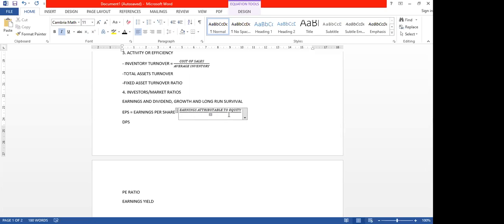It's not the value, it's the number of it. It's not the value of the shares, it's the number of the shares, because you want to calculate what each share earns. So then dividend per share will be dividend over what? Dividend.